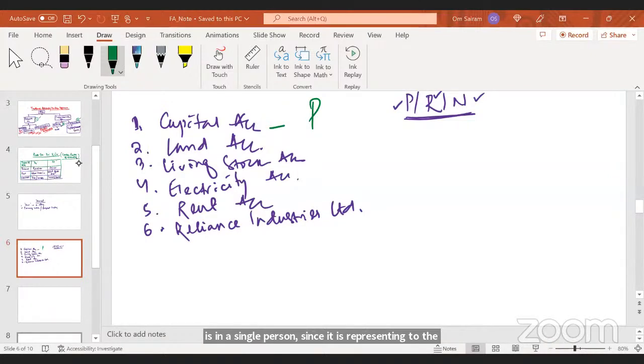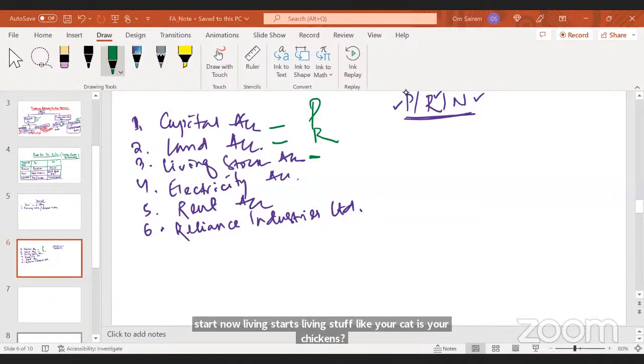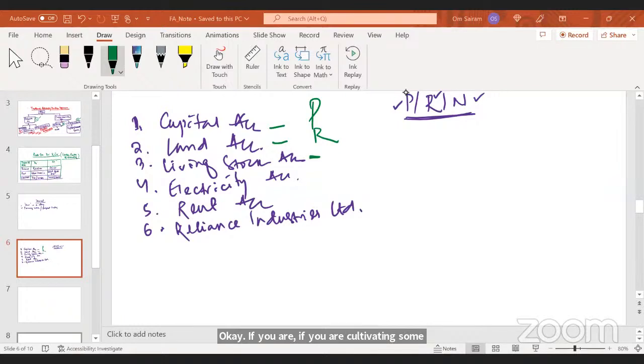Okay, very good. Coming to second, land. Land is the property of the business or resources of the business, or we can say asset of the business. That's why it is coming under real account. Again, living stock. Living stocks like your cattle, your chickens, or if you are cultivating some fish, these all are living stocks. So living stocks are your asset. Living stocks are the property of the business. So living stocks are coming under real account.